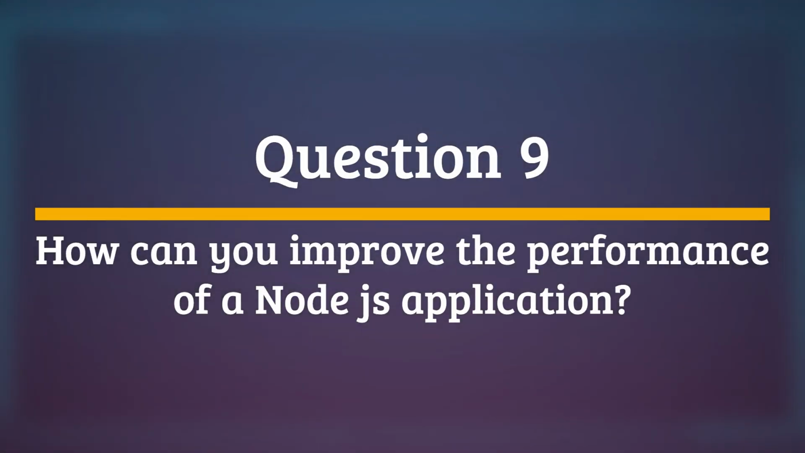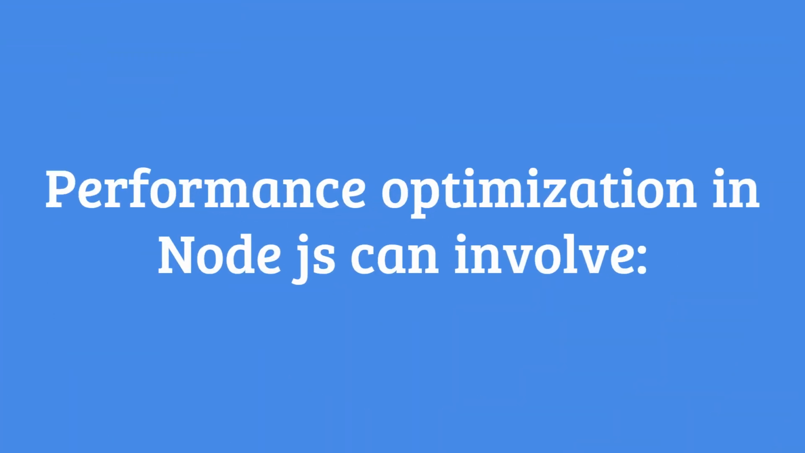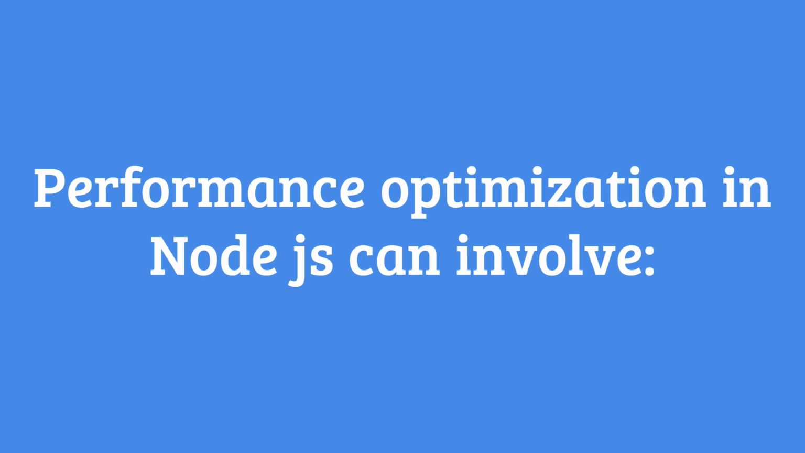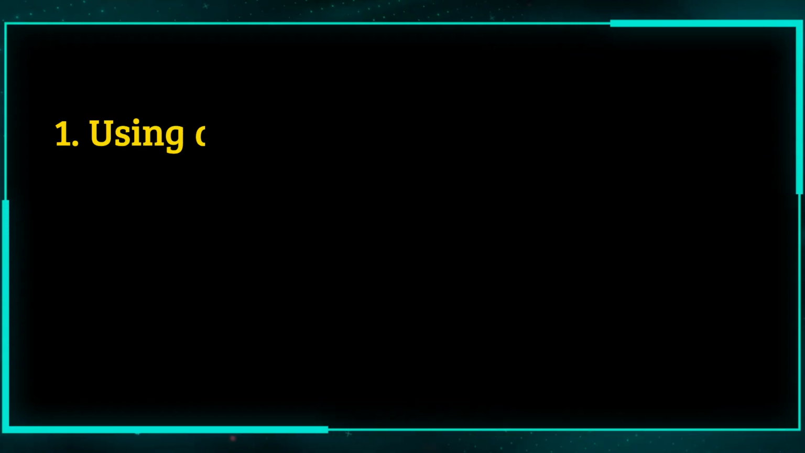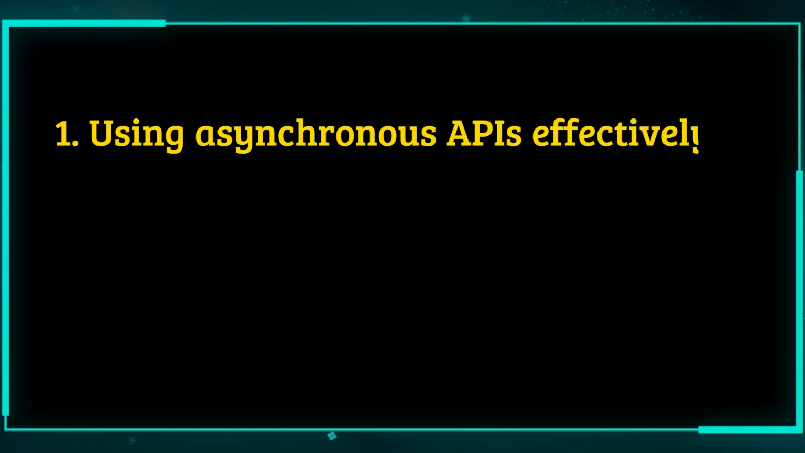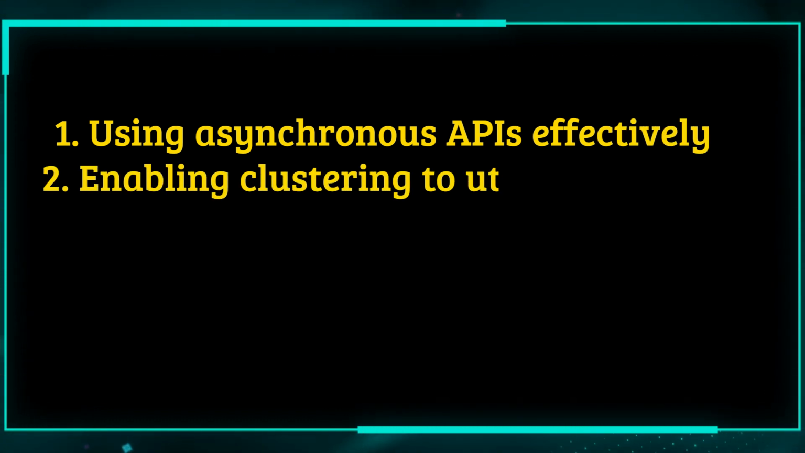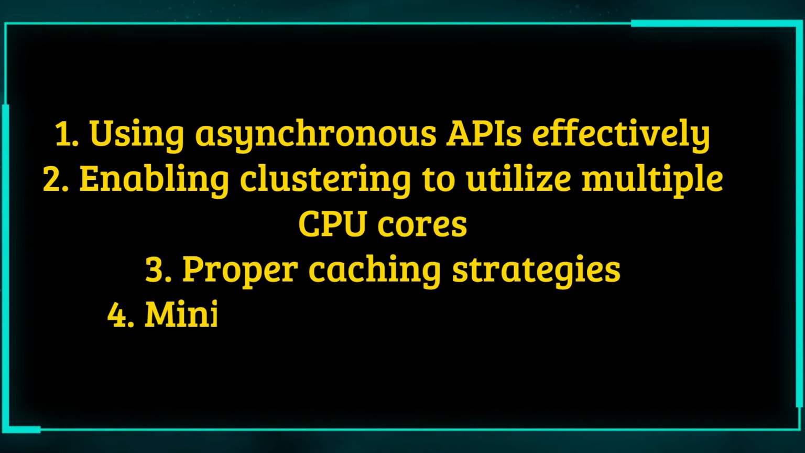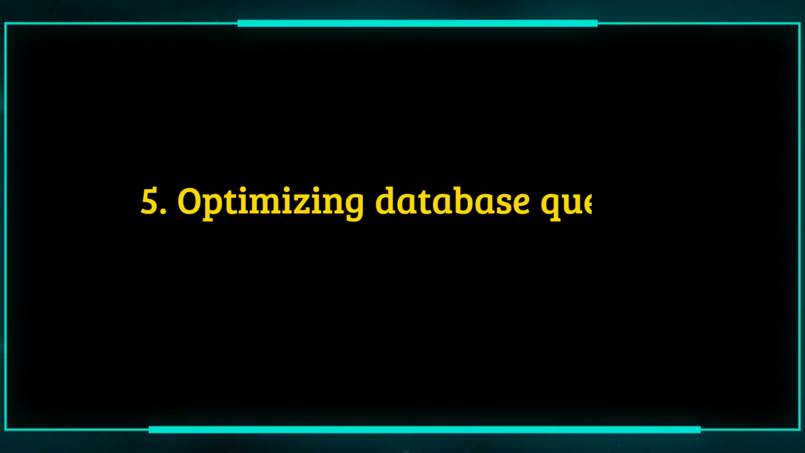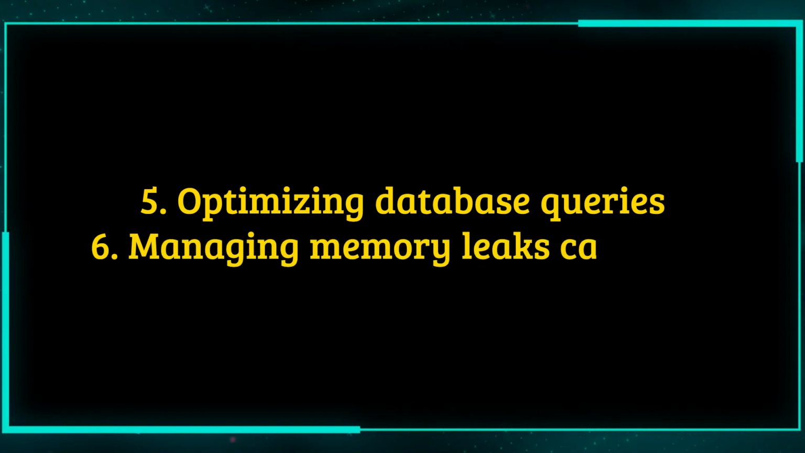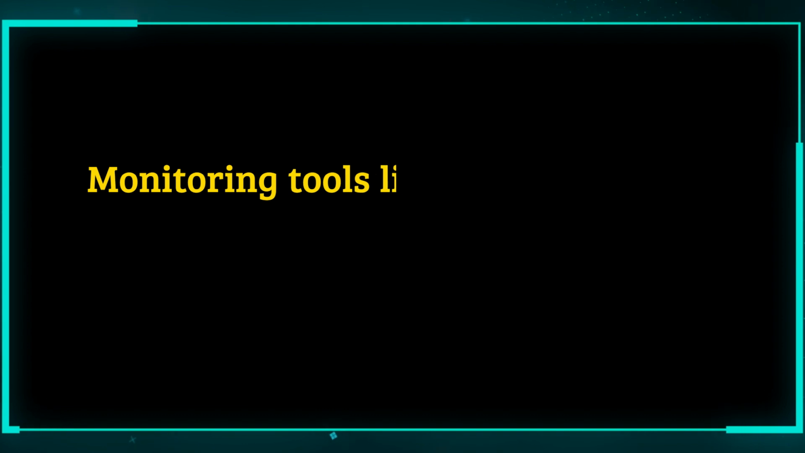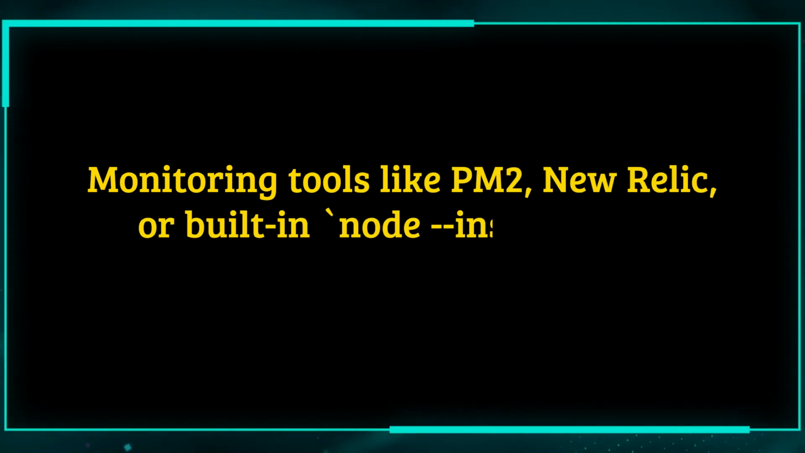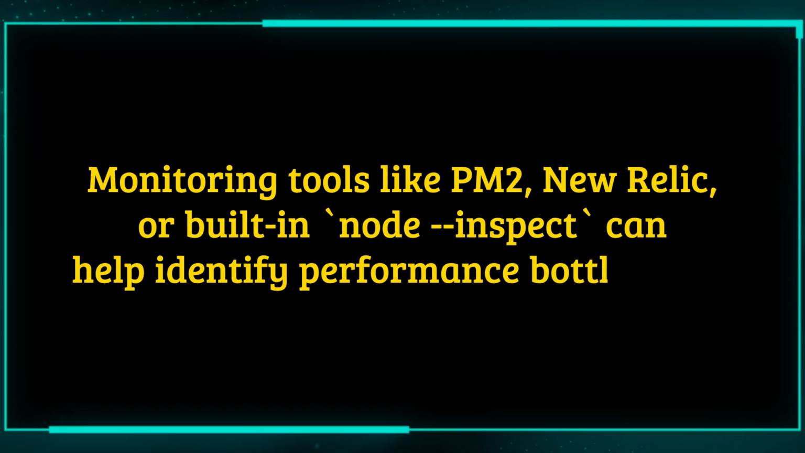Question 9. How can you improve the performance of a Node.js application? Answer. Performance optimization in Node.js can involve 1. Using asynchronous APIs effectively. 2. Enabling clustering to utilize multiple CPU cores. 3. Proper caching strategies. 4. Minimizing middleware usage. 5. Optimizing database queries. 6. Managing memory leaks carefully. Monitoring tools like PM2, New Relic, or built-in Node Inspect can help identify performance bottlenecks.